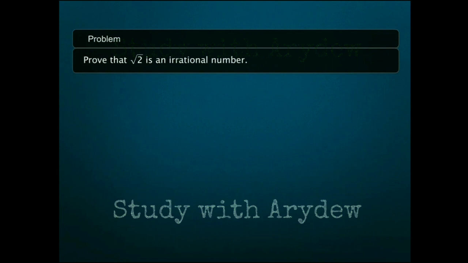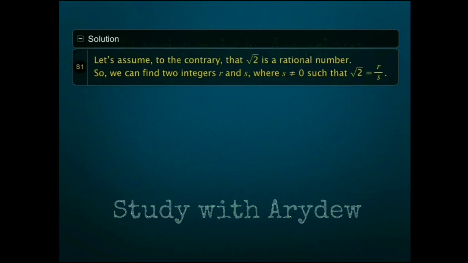Prove that the square root of 2 is an irrational number. Let's assume, to the contrary, that the square root of 2 is a rational number. So, we can find two integers r and s, where s is not equal to 0, such that the square root of 2 equals r over s.